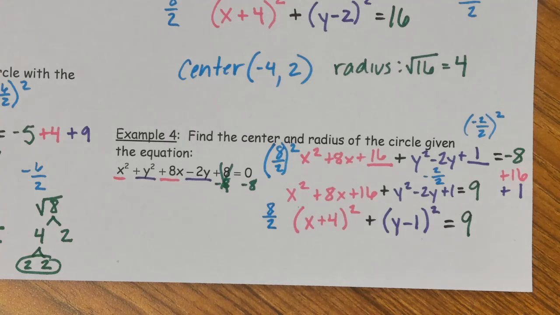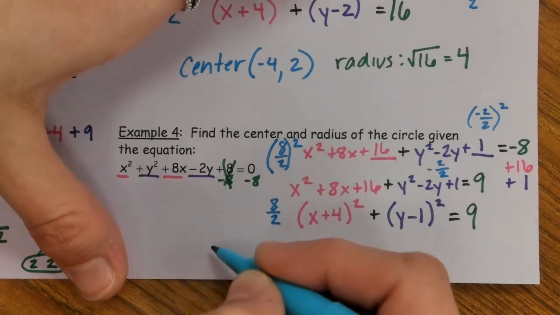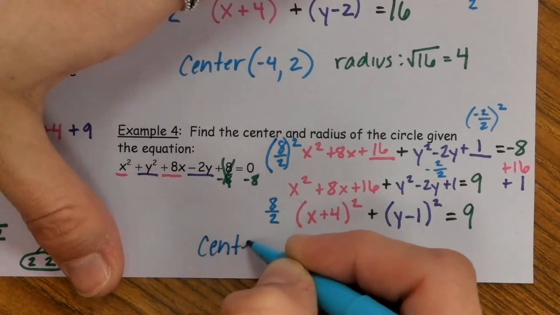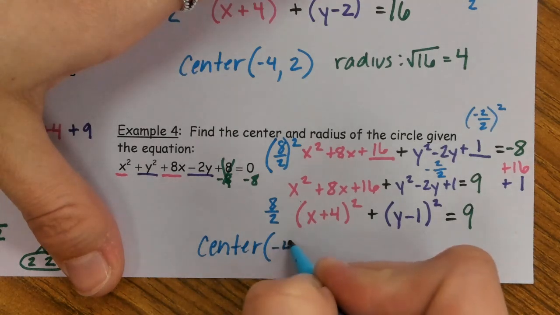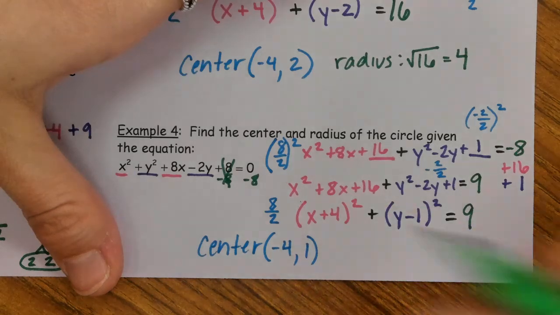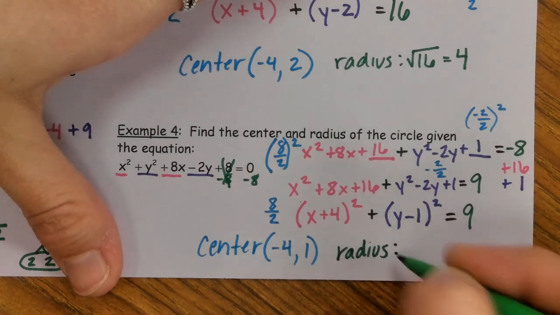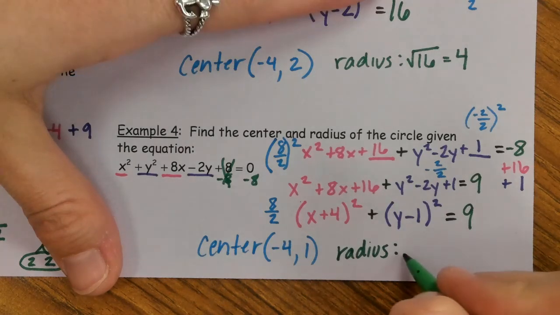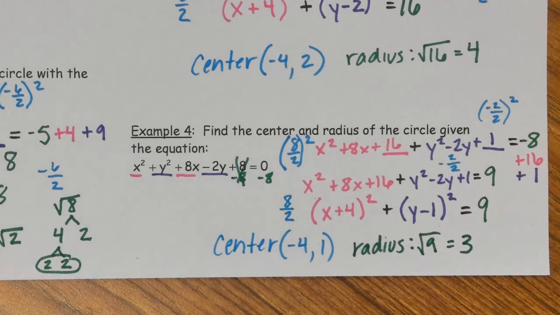So we will end this out with getting our center and our radius. Our center is located at negative 4, positive 1, and our radius, again, the 9 is our radius squared, so we have to square root that 9, and again we got a nice, pretty radius of 3 with our perfect square.